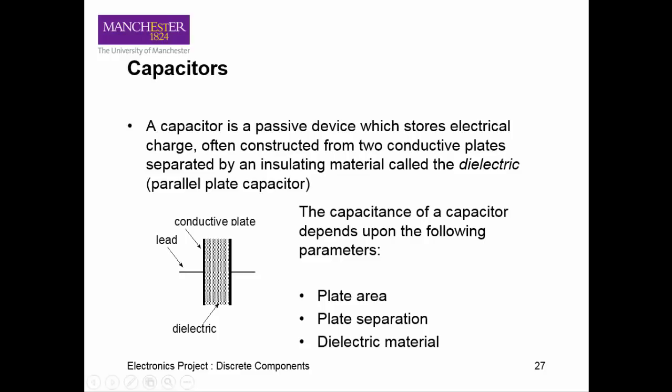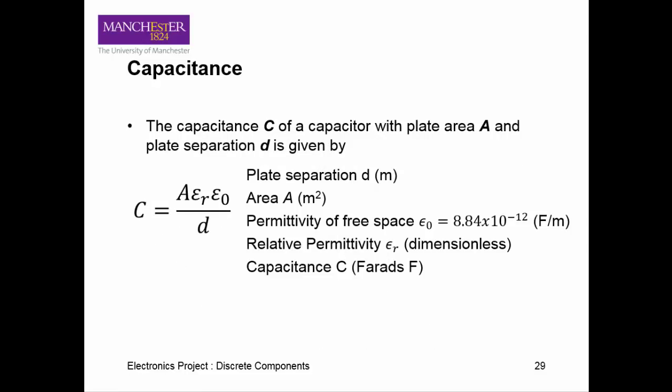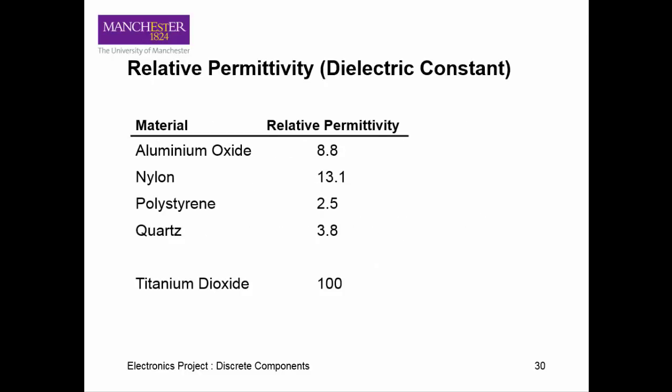Capacitors. Capacitors are passive devices which store electrical charge. They are often constructed from 2 conductive plates separated by an insulating material called the dielectric. The capacitance of a capacitor depends on the physical dimensions and the dielectric material. The dielectric constant or relative permittivity of a material can be found in lookup tables.